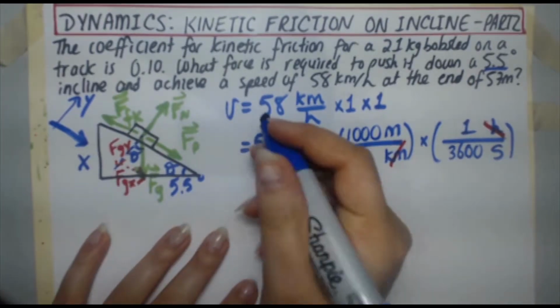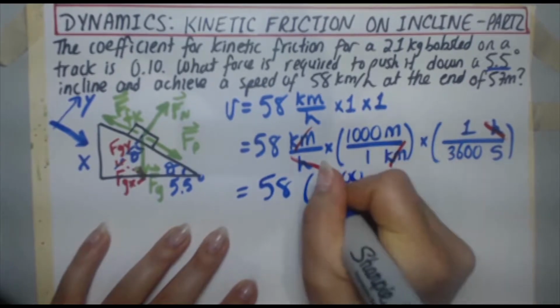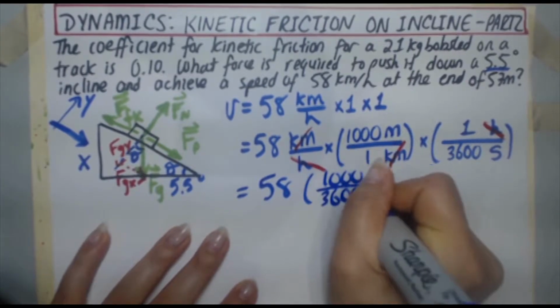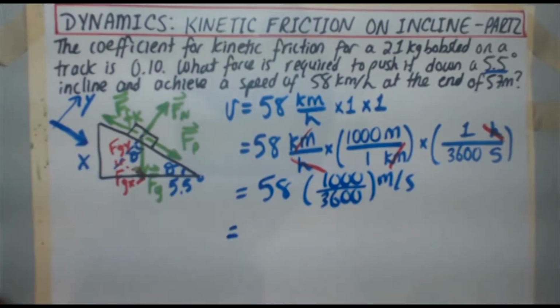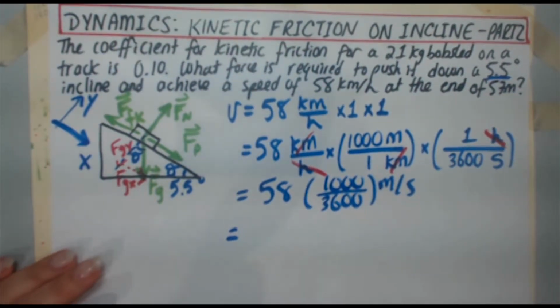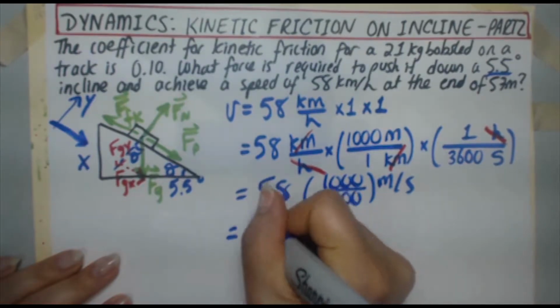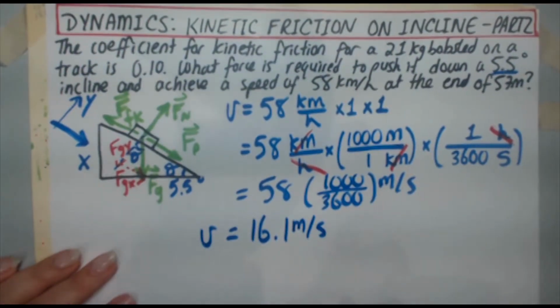So pretty much what this calculation comes down to is 58 times 1,000 over 3,600 meters per second. 1,000 divided by 3,600. Essentially what you're doing here is dividing it by 3.6. So when you do that, you're going to get 16.1 meters per second. So there's your speed.